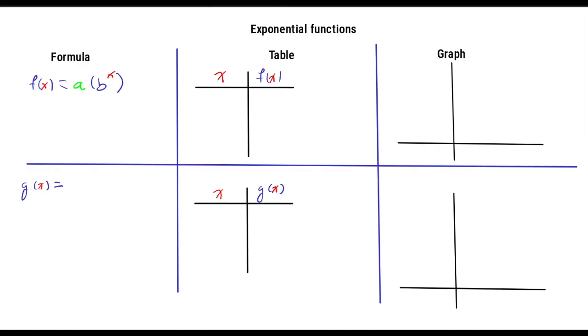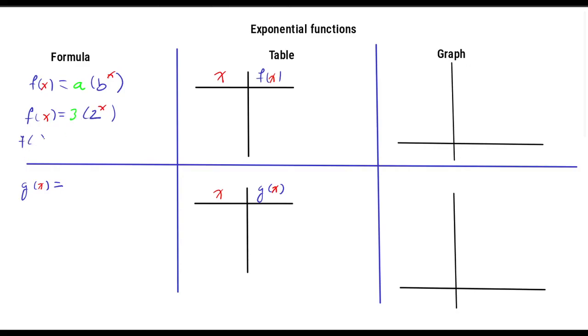And so for a specific example, we could take f of x equals, let's do 3 times 2 to the power x. So in this example, a equals 3 and b equals 2. And so let's isolate the significance of the 3 and the 2 here.